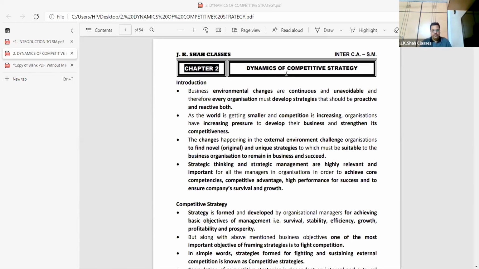Chapter number 2. This chapter is the biggest chapter, students, in the lot. 8 chapters you have, biggest is second. Dynamics of competitive strategy. Many concepts are there in this. And the best part is what? Very interesting concepts. In this particular chapter, beta, everything is linked with each other. So please don't miss any lectures.